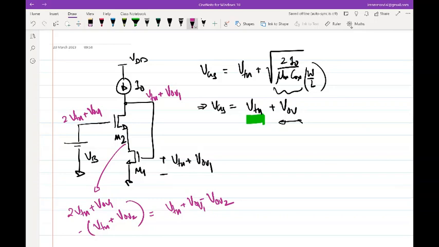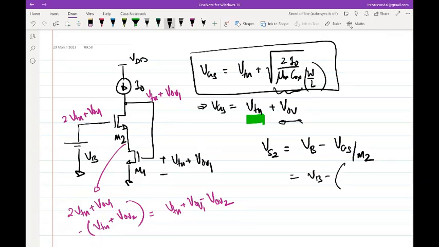Which one can you call out? The gate or source? Which one? Source of M2. Okay, so what is the source of M2? Source of M2, let's say VS2, is VB minus VGS of M2, right? And VB is whatever we had, and VGS is, again, threshold voltage plus V overdrive. Correct?